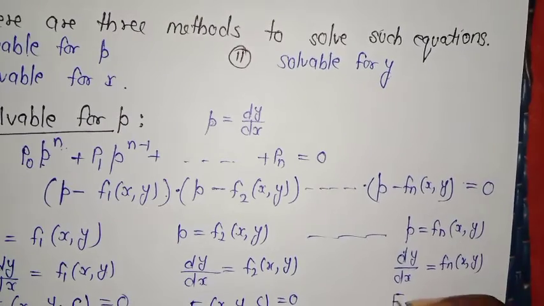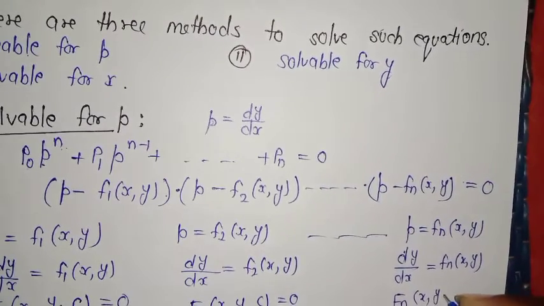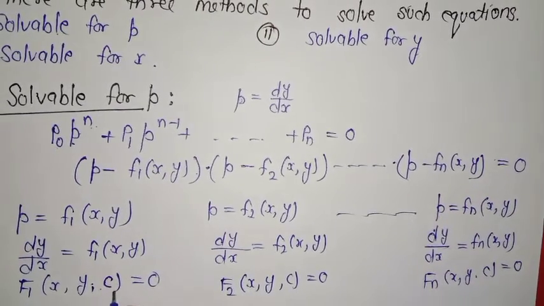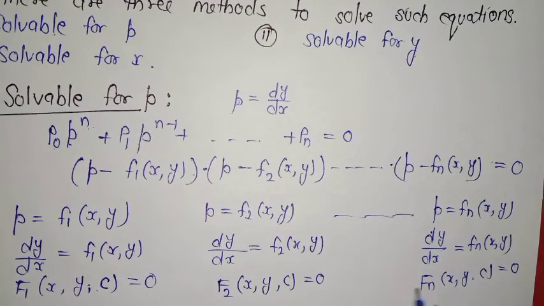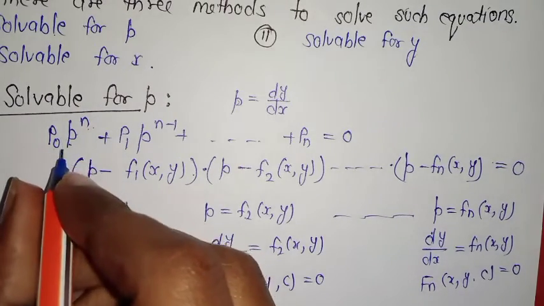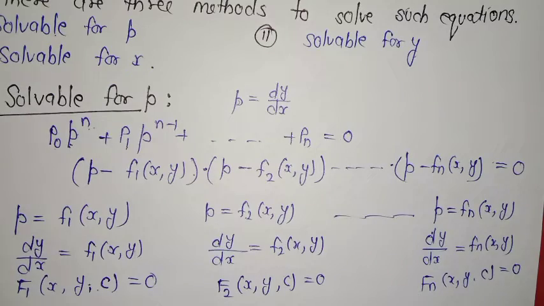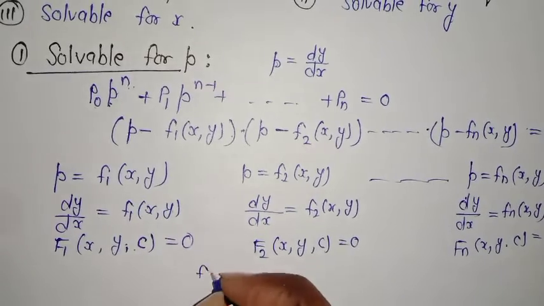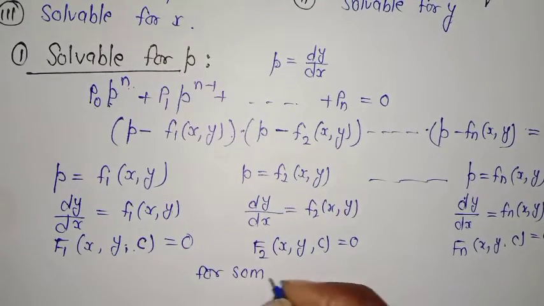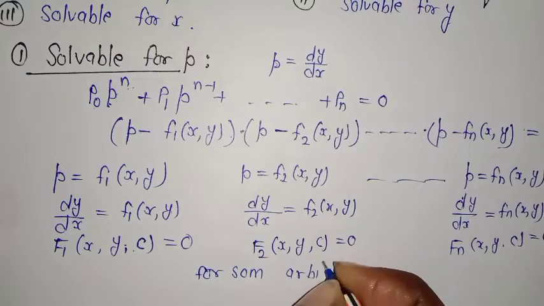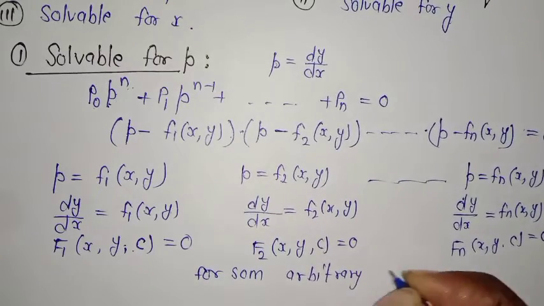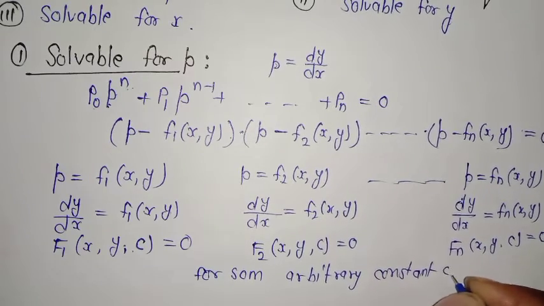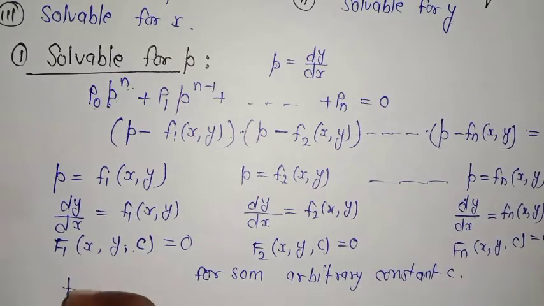After solving, we will get another solution, that is fn of x, y, c is equal to 0. Here you can see I am taking the same arbitrary constant for each root, because this is a differential equation of first order. So we will get only one arbitrary constant in each case, for some arbitrary constant c.